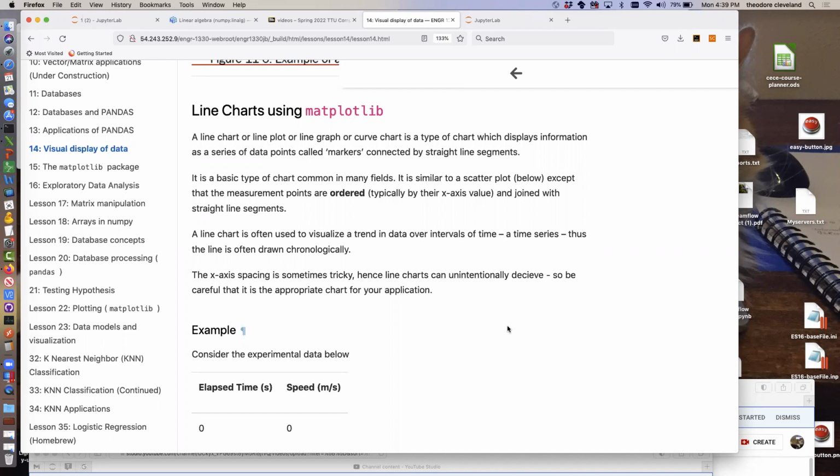It's a basic type of chart common in many fields, in particular business. It's similar to a scatter plot, except the measurement points are by convention ordered. They're expected to be in some kind of order. We'll see an example shortly of what happens when we violate that expectation.